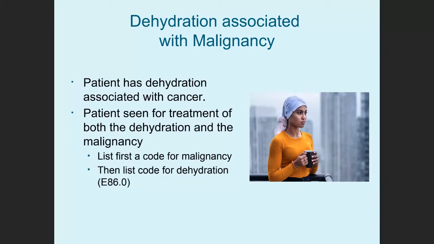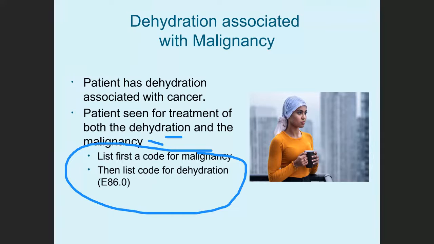On the other hand, patient has dehydration associated with cancer, but is seen for treatment of both the dehydration and the malignancy. The same codes are used as in the previous slide, but in this case, the malignancy is coded first. So they're seen for treatment of dehydration and the malignancy. The malignancy is the bigger issue here, so that is listed first.